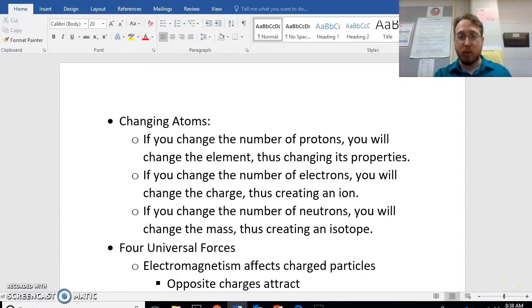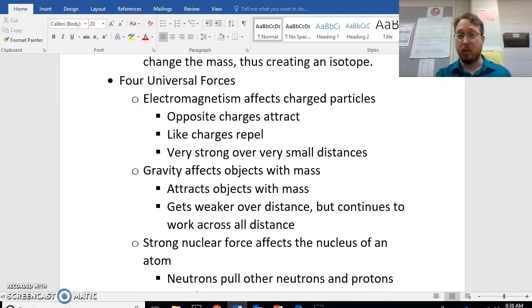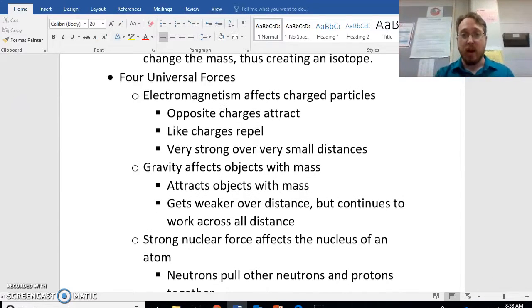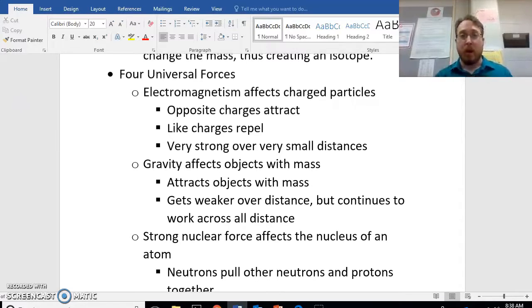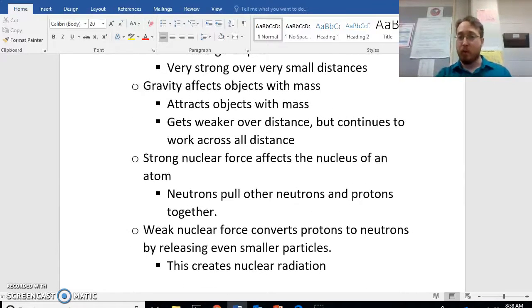And the four universal forces, which we will discuss when we talk about the model of the atom next, is that electromagnetism, which works on charges. It means that opposite charges attract, like charges repel, and it's very strong over small distances, but it doesn't work over large distances. The second is gravity, which affects all objects with mass, and it attracts the objects with mass, and it gets weaker over distance, but it continues to work over all distances.